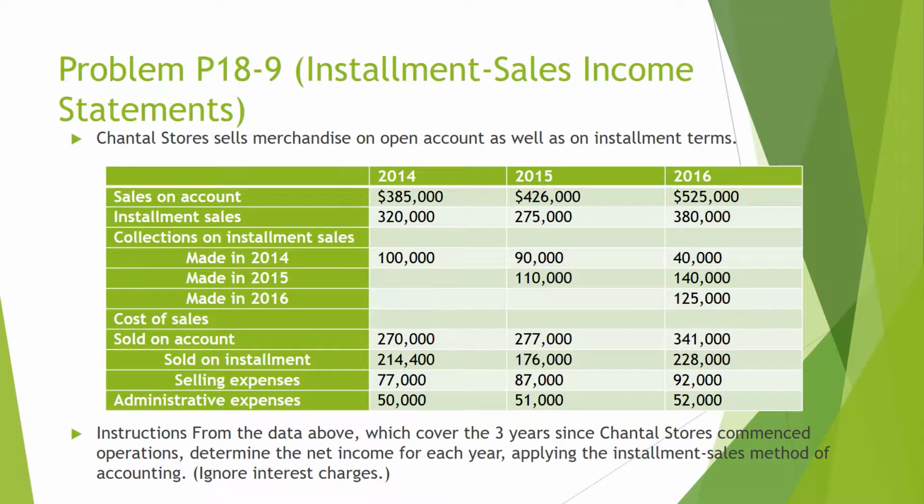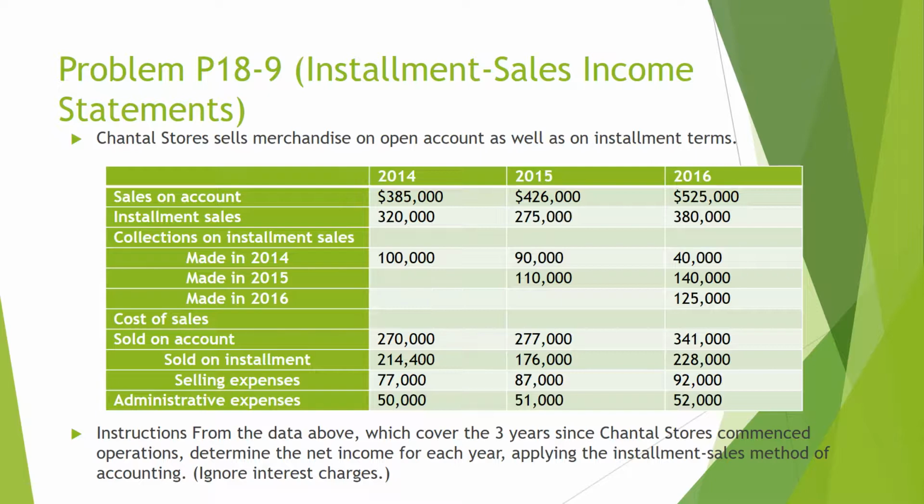Here is the problem of P18-9, installment sales income statement. Chantal Stores sells merchandise on open account as well as on installment terms. Here we can look at the data from 2014 until 2016: their sales on account, installment sales, and collections on installment sales made in 2014, 2015, and 2016.